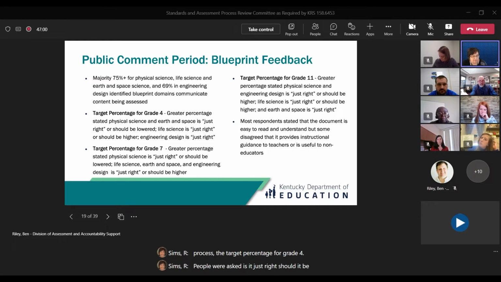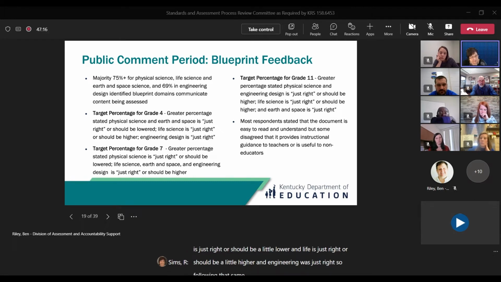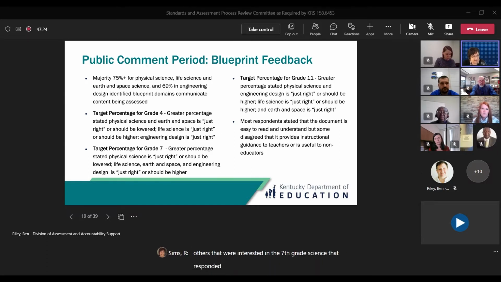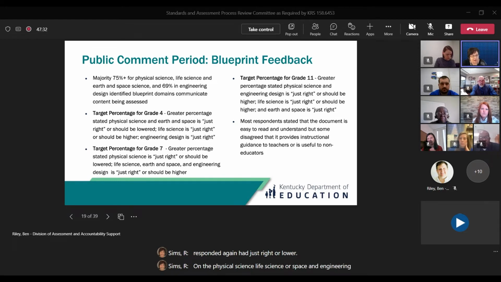The target percentage for grade 4, people were asked, is it just right? Should it be lower? Should it be higher? You can see the greater percentage stated physical science and earth space is just right or should be a little lower, and life is just right or should be a little higher, and engineering was just right. Following that same pattern, we saw 7th grade teachers and others interested in 7th grade science respond with just right or lower on physical science, life science, and earth space, and engineering just right or a little higher. And you can see the bullet for grade 11 and the process there as well.